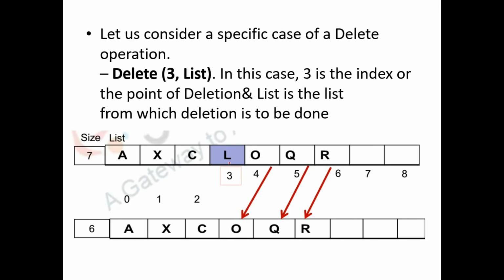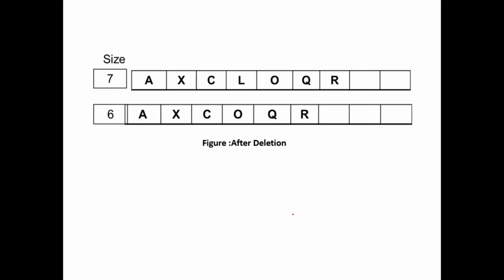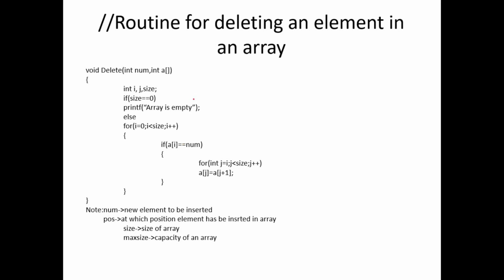Once you perform the deletion operation, the element present in the 4th position will come here. Then the element in the 5th position will move to the 4th position, and the element in the 6th position will be moved to the 5th position. That's what is shown here. This is the list after deletion. Before deletion the size of the list is 7, and after deletion the size of the list is 6. This is the routine that is used for deleting an element in an array.